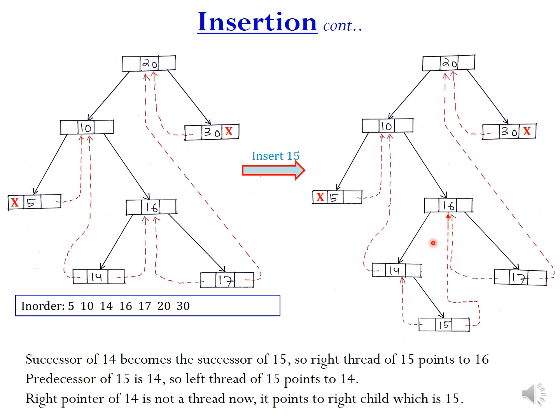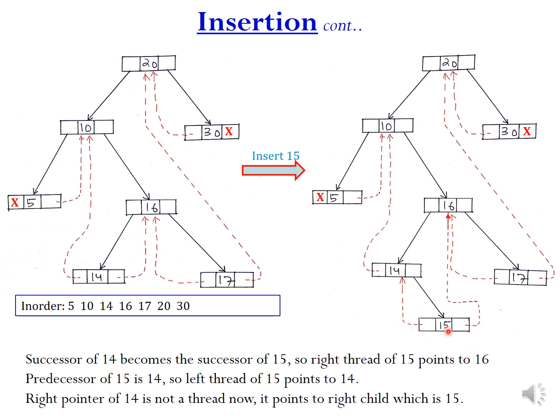So this thread which was pointing to 16 is removed and now it is a link to 15. After insertion we will update the threads of 15. Its left null pointer will become a thread, pointing to its in-order predecessor, which is 14, and the right thread will point to its successor, which is node 16. In this way the threads of 15 will be updated.